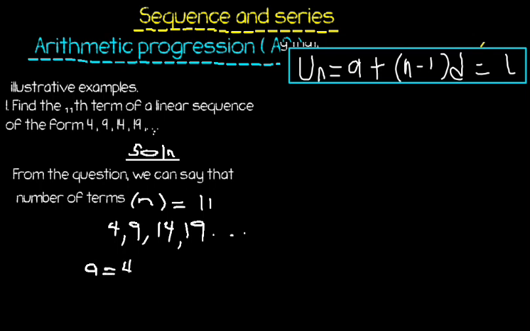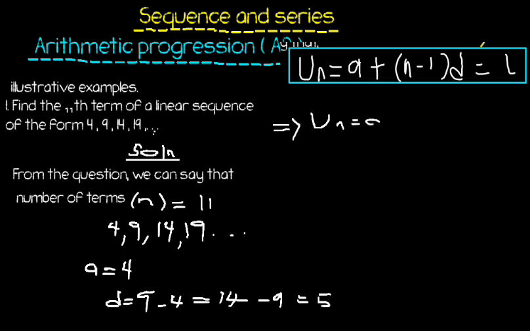So our first term is equal to 4, and our common difference, which is denoted by d, is equal to 9 minus 4, also equal to 14 minus 9, which gives our answer to be 5. So our common difference here is 5. Now, what is the question saying? The question says find the 11th term. So the 11th term means that n is equal to 11.